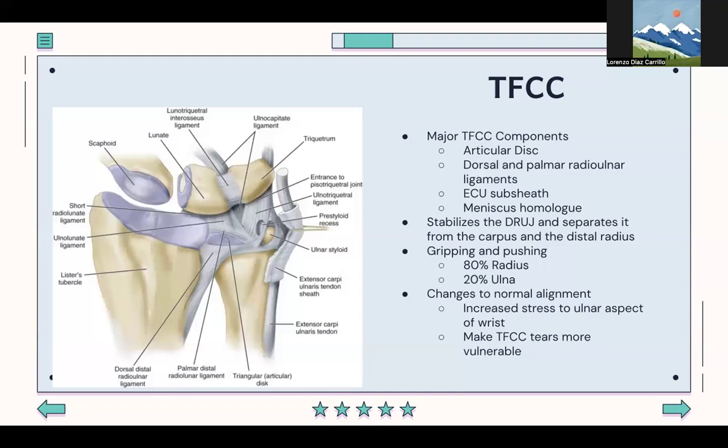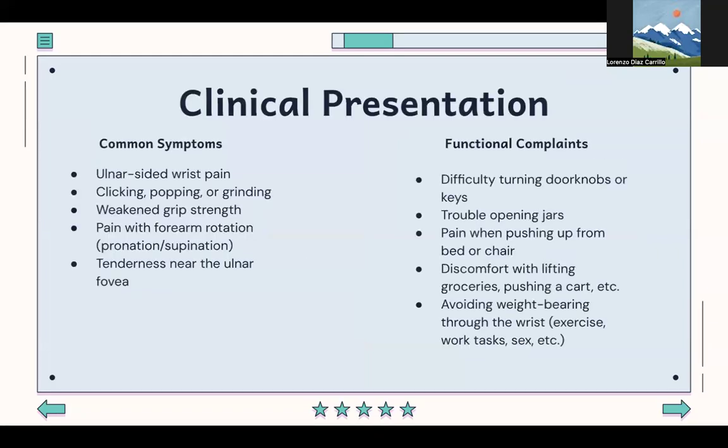Next, let's look into the clinical presentation aspect. So what does it look like? The hallmark symptom is obviously wrist pain on the ulnar side of the wrist, so near the pinky side, often just distal to the ulnar head. Clients may also report clicking, popping, or catching sensation within the wrist, so that crepitus, especially during forearm rotation. That clicking will often indicate either instability in the DRUJ or a torn TFCC that is getting pinched with movement.